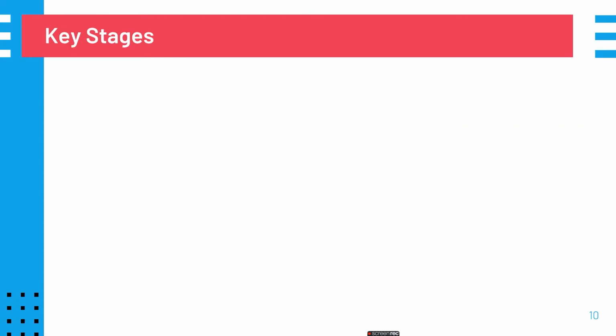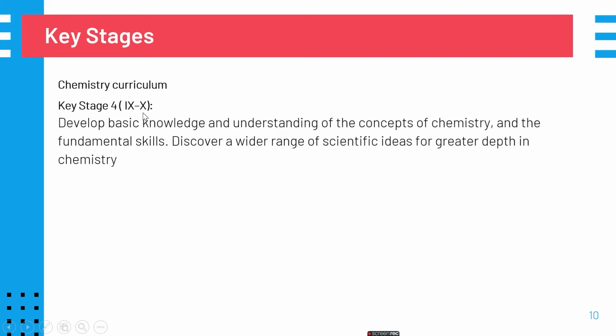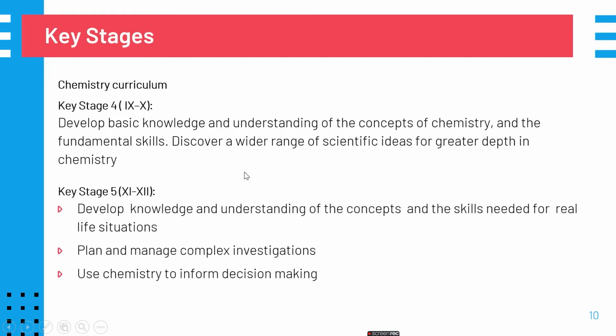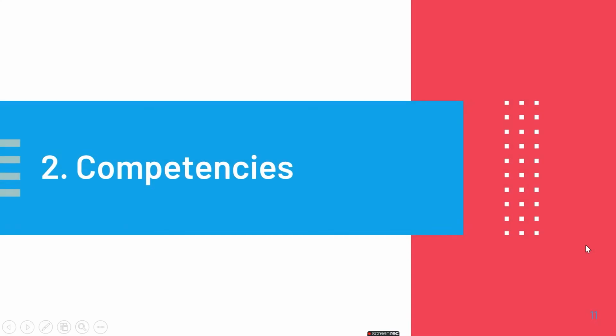Now, next is the key stages. Chemistry curriculum starts from key stage 4, that is class 9 and 10. What is the aim of this key stage 4 chemistry curriculum? It helps learners develop basic knowledge and understanding of the concepts of chemistry and the fundamental skills, and discover a wider range of scientific ideas for greater depth in chemistry. And for key stage 5, that is for class 11 and 12, to develop knowledge and understanding of the concepts and the skills needed for real life situations.